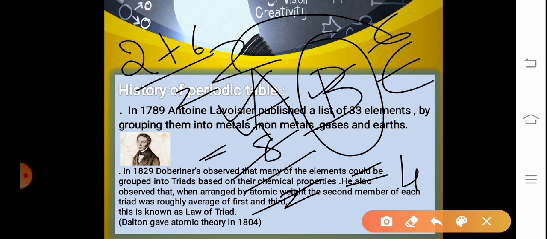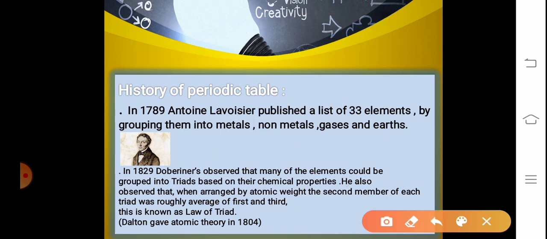And one more thing you have to remember is that we also have studied the atomic weight, the atomic theory. Who gave the atomic theory? The atomic theory was given by John Dalton. You studied about the atomic theory, right? In 1804, John Dalton gave the atomic theory, and he said that everything in the universe is made up of small particles called atoms. Correct? And these particles are unbreakable.